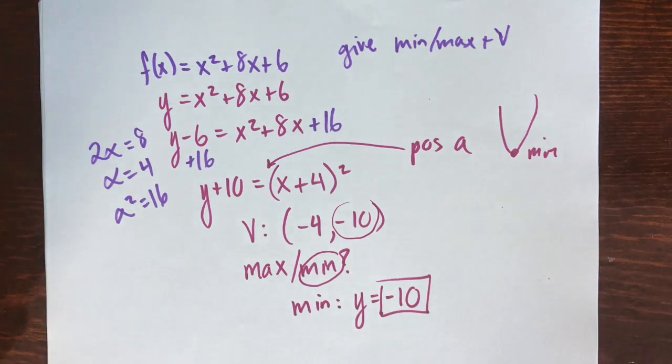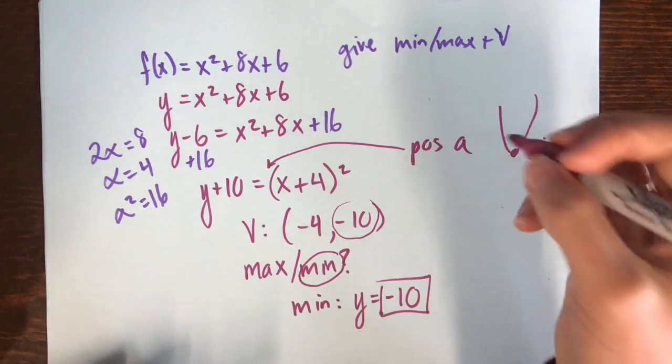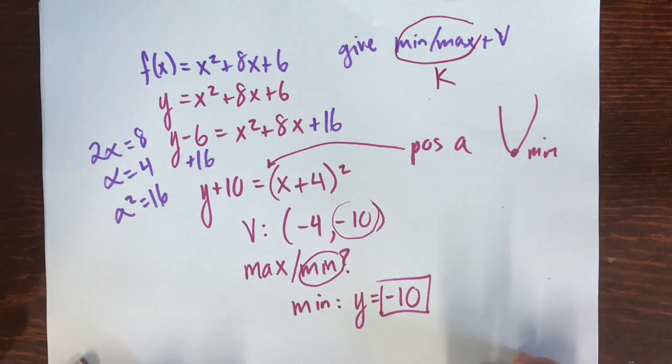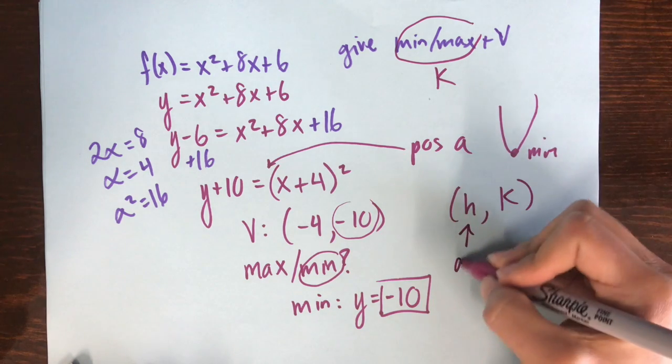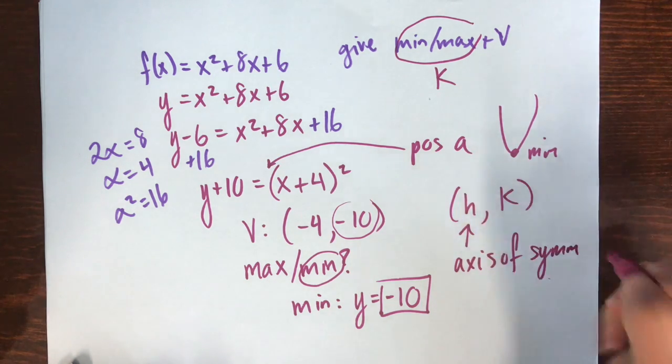Okay, how do I know that? Well, I just look at the k coordinate of my vertex, right? And that is actually going to give me my minimum. And it's going to give me my maximum also if it's a downward facing parabola. Basically, I'm just looking at the k value.